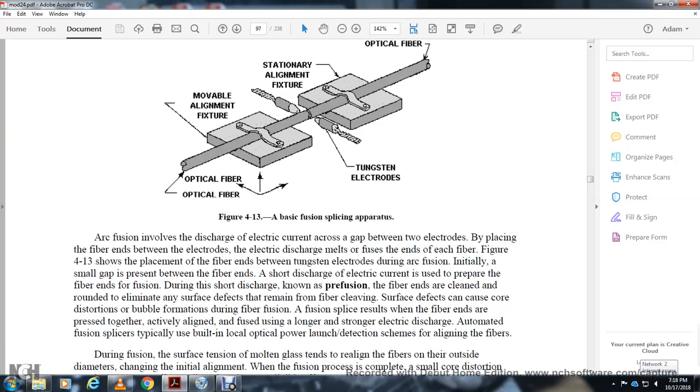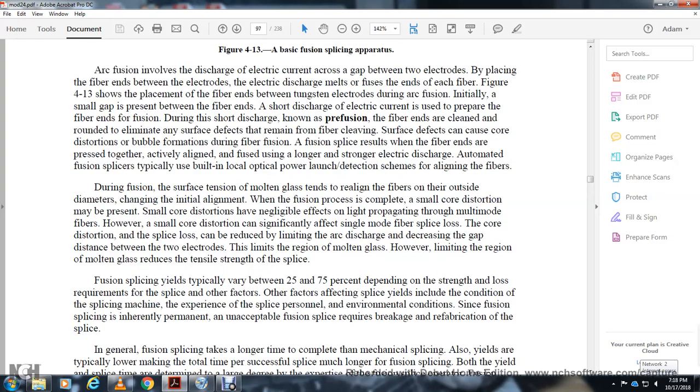Typically, fusion splicers use a built-in local optical power launch detection scheme for the alignment of the fibers. During the fusion, the surface tension of the molten glass tends to realign the fibers on the outside of the diameter, which can change the initial alignment. When the fusion process is complete, a small core distortion may be present. Small core distortion has a negligible effect on light propagation through multi-mode fibers. However, it can significantly affect single mode fiber splice loss.